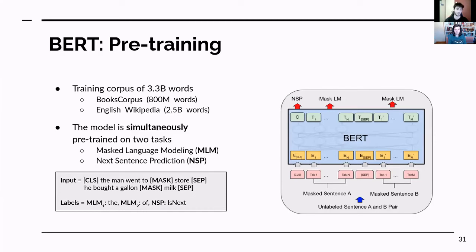So here we can see an example input. We always start our inputs with a classification token whose output can be used for classification tasks. Then we have the first sentence with a word masked out. We mark the first sentence's ending with a separating token. Then we have a second sentence with a word masked out as well, and a separating token to mark its ending. And here the model should predict the correct masked words, and it should also predict that the second sentence is in fact the next.